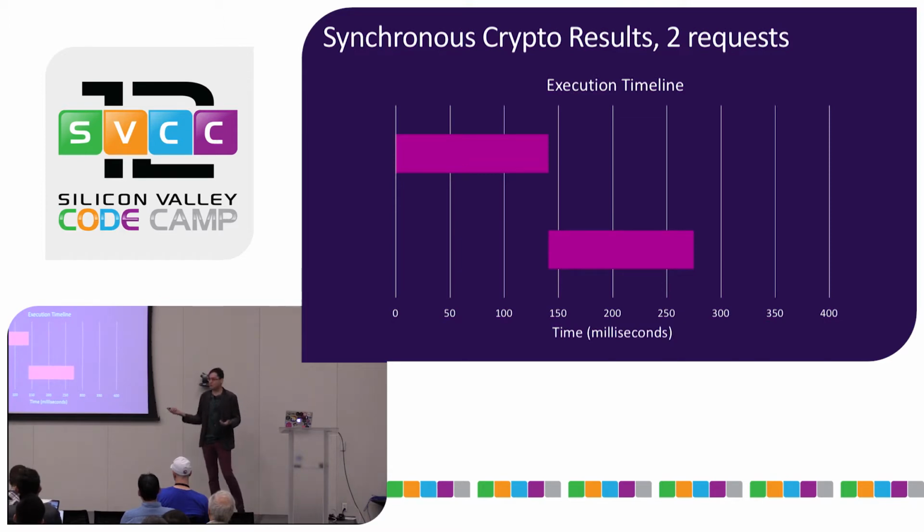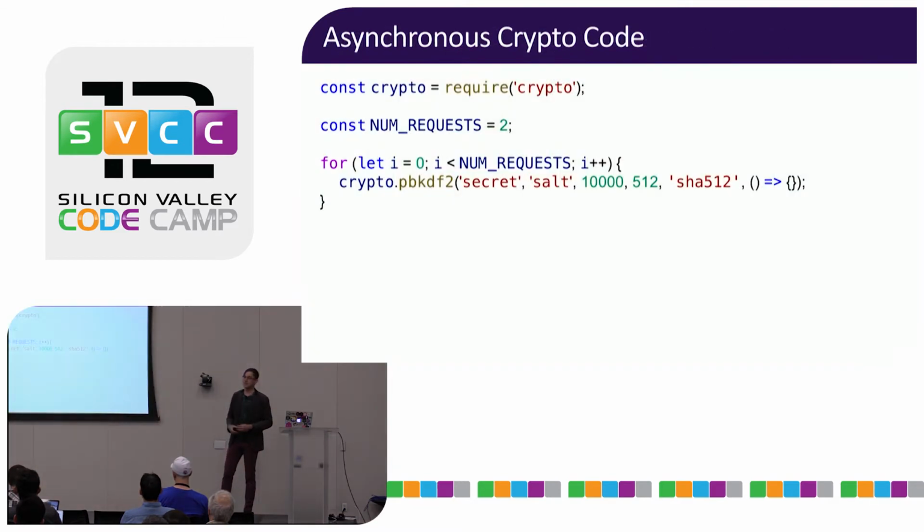So cool. That's what synchronous code is. This is exactly what we expect. Now let's take a look at the asynchronous variant. So we see this code is exactly the same. The only difference is that instead of calling the synchronous version of the method, we call the async.